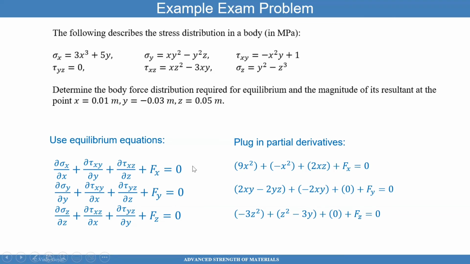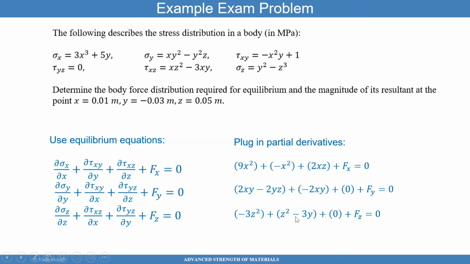I'll plug each of these quantities into these derivatives, and I won't do this step by step because you know how to take derivatives. I'll do just one of them, for example, partial sigma xx with respect to x. There's 3 times 3, 9, 9x squared. That's what you see there. And then the rest of them is the same process.